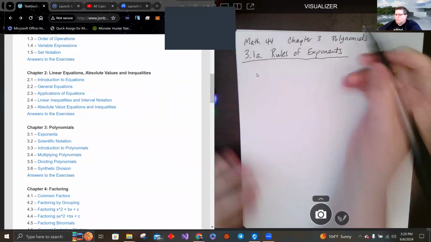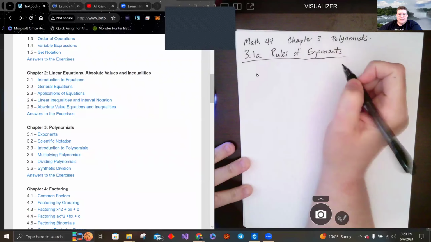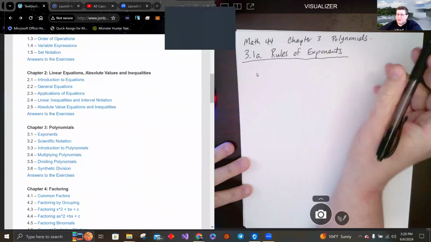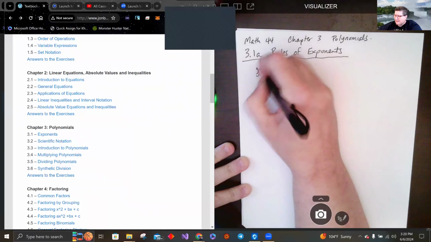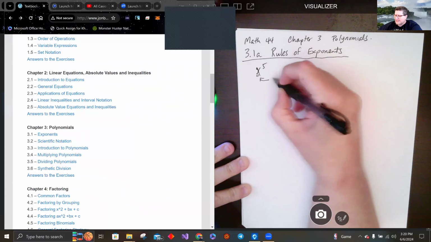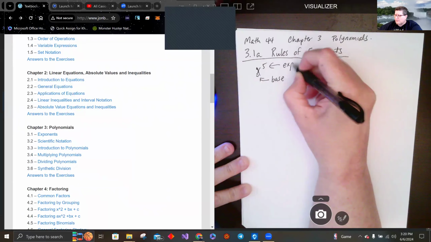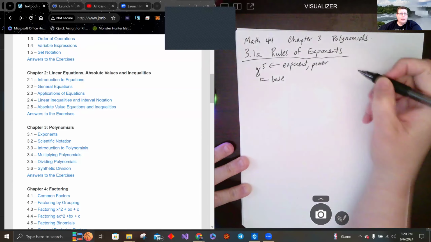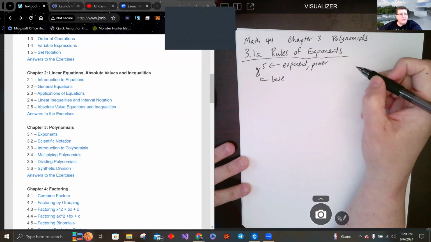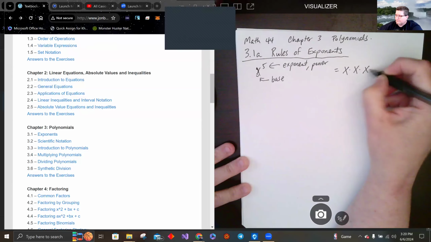All right, so what are exponents and how do they work? We've talked about them for order of operations. If we have x to the 5th, the x is called the base. 5 is called the exponent. We also call it a power. And it represents how many times x is multiplied by itself.